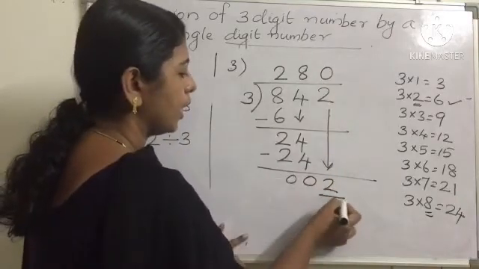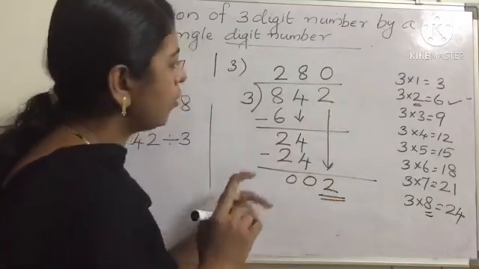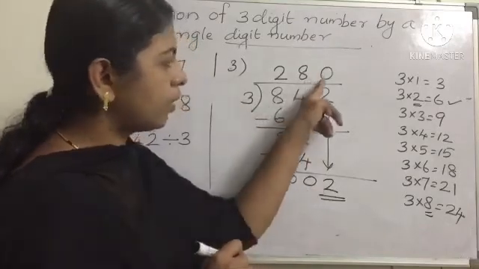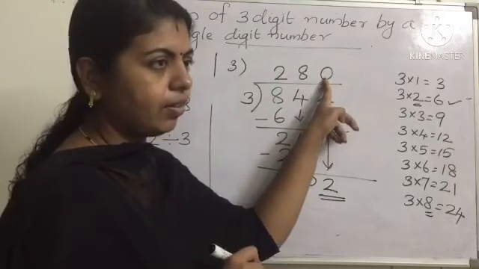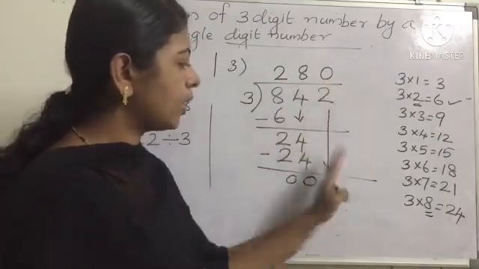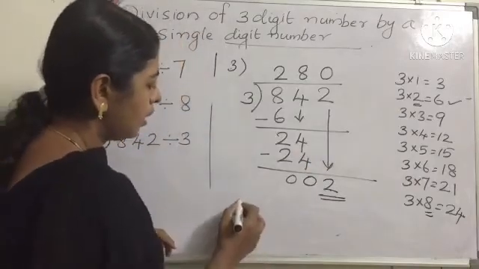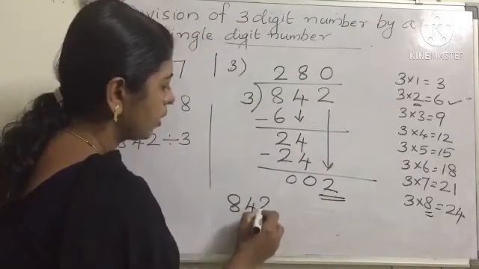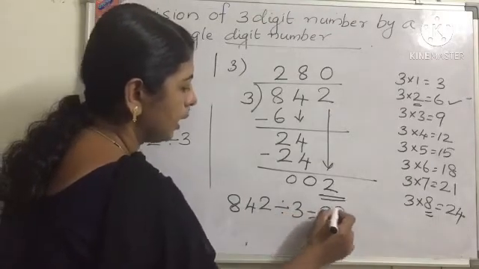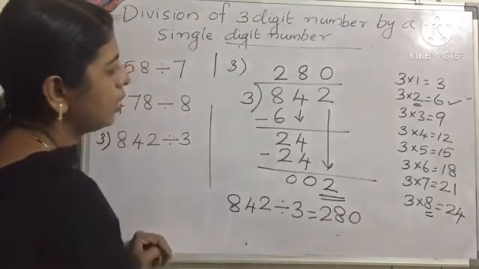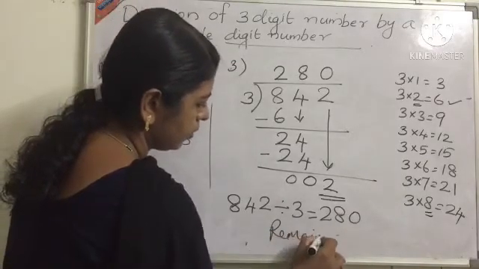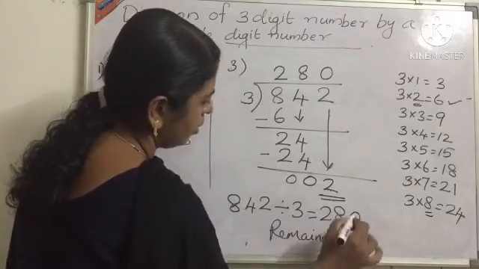So we can stop here. We can't divide this 2 by 3, so we give one 0. We can't divide, so we write like this. Then here there is no digit, so we stop here. Then 842 divided by 3 is equal to 280. Then the remainder is 2.